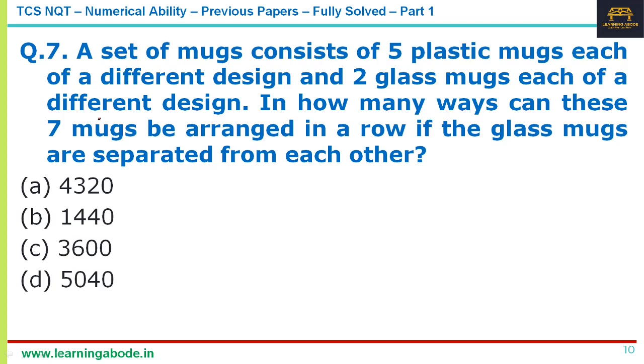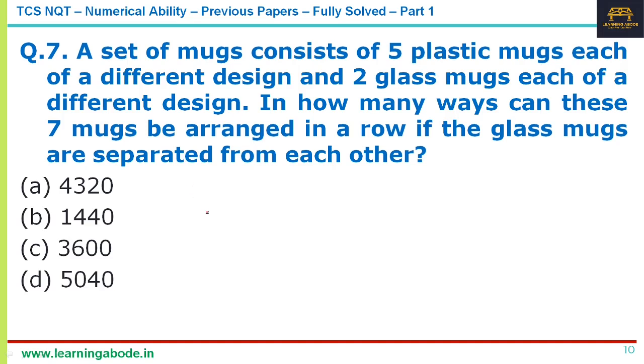Question number 7, it's a permutation based question. There are 5 plastic mugs of different design and 5 glass mugs of a different design. In how many ways can these 10 mugs be arranged if the glass mugs are to be separated from each other? This is like a word with all unique alphabets where the vowels should never be together.